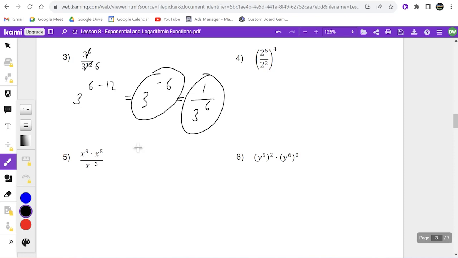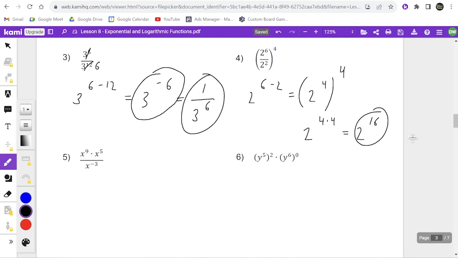Next, number 4. Number 4, there's 2 ways you can do it. I'm going to show you both. The way I'd probably like you to do it is I would say 2 to the 6 over 2 squared, first reduce that in the parentheses. You will get 2 to the 6 minus 2 power. You'll get 2 to the 4th. And then don't forget, that's still raised to the 4th power. And then since I have a power raised to a power, I know I'm going to multiply the powers. So it's really 2 to the 4 times 4, which is 2 to the 16th. And 2 to the 16th, I have no idea what that is as a number, so I'll just leave it like that.